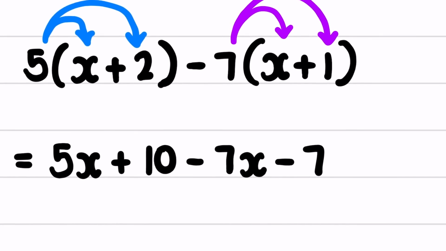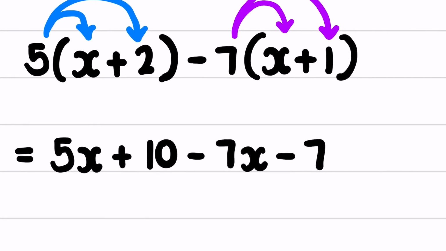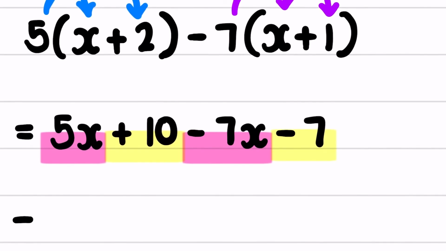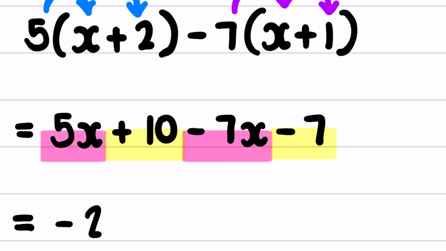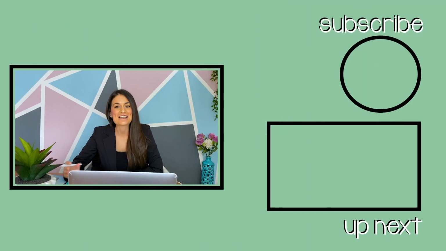Now that I'm finished multiplying out, I can collect my like terms. So I have 5x and a negative 7x, and I have a 10 and a negative 7. So I'm going to collect those terms. 5x minus 7x is negative 2x, and positive 10 minus 7 is 3. Expanding single brackets is that easy.